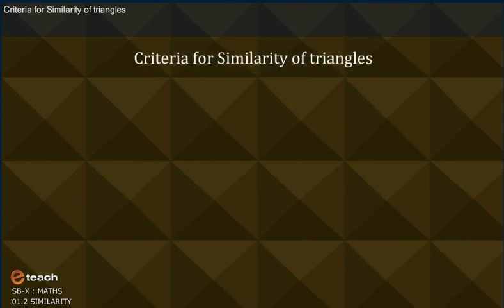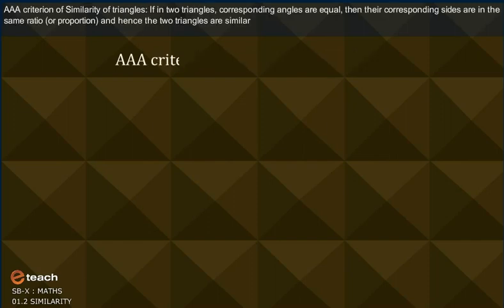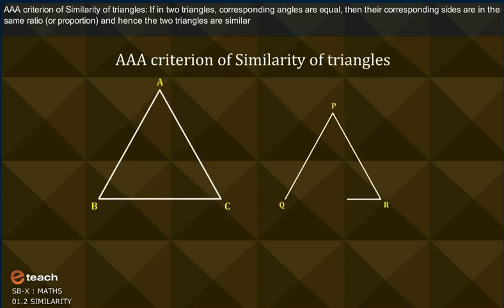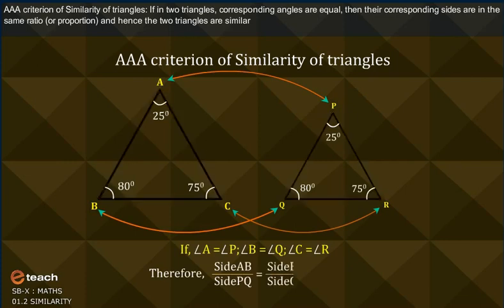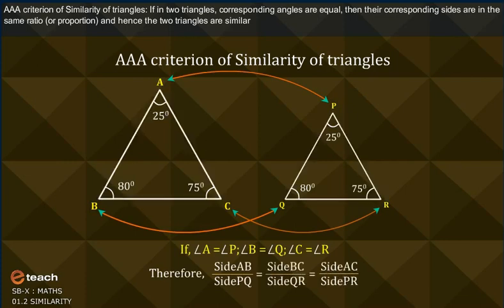Criteria for similarity of triangles. AAA criterion of similarity of triangles. If in two triangles, corresponding angles are equal, then their corresponding sides are in the same ratio or proportion and hence the two triangles are similar.